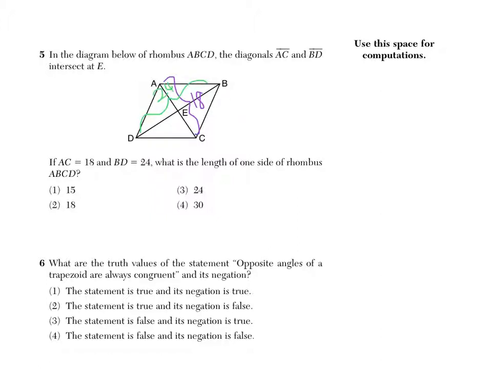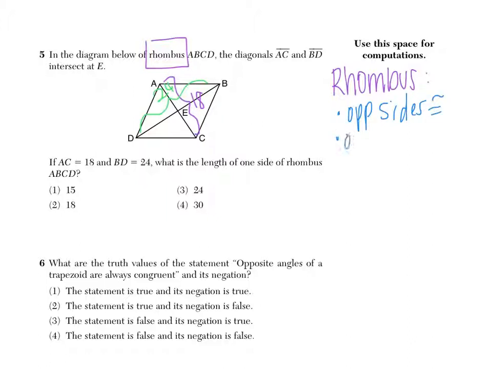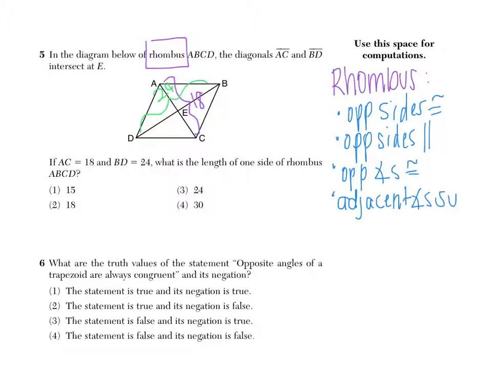Now we have to recognize the fact that we have a rhombus here because a rhombus has quite a few properties. A rhombus carries all of the properties of a parallelogram. So that includes that the opposite sides are congruent, opposite sides are parallel, opposite angles are congruent, adjacent angles are supplementary, and the diagonals bisect each other.